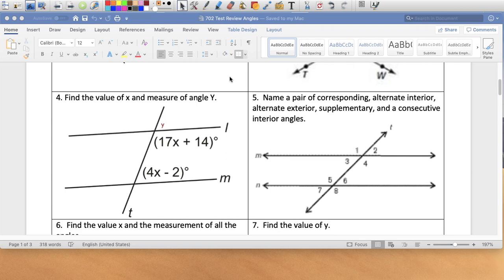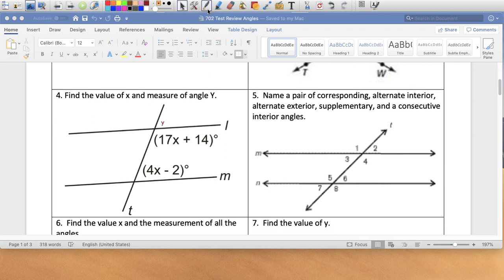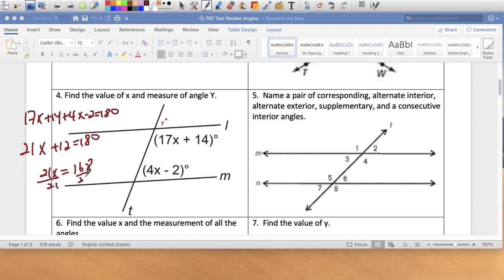Find the value of x and the measure of angle y. Okay, so we're looking for this angle. Put a little dot there, and in order to find that, I'm going to have to solve these two. So 17x plus 14. These two angles are consecutive interior, which means they're supplementary. Plus 4x minus 2 equals 180, right? So 17x and 4x is 21x. 14 minus 2 is 12, plus 12 equals 180. We're going to subtract 12 from each side. 21x equals 168. Divide by 21, divide by 21.